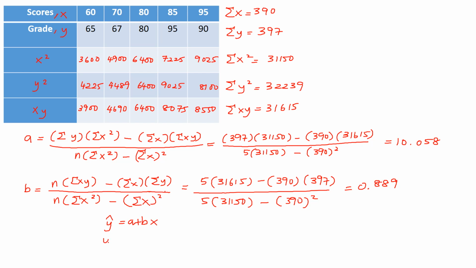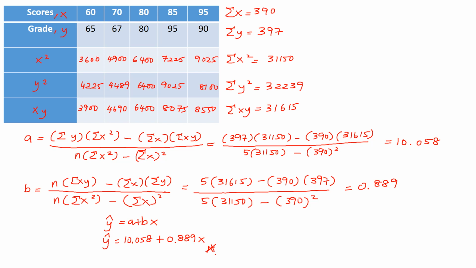So the equation for this regression line is y hat equals a plus bx. So the value of a is 10.058 plus b, which is 0.889, x. So this is the equation of the regression line.